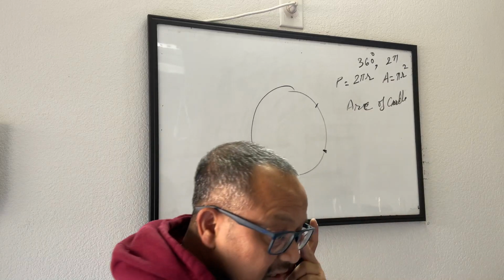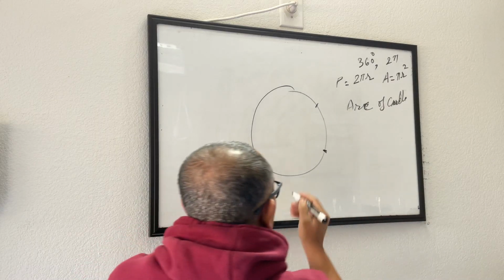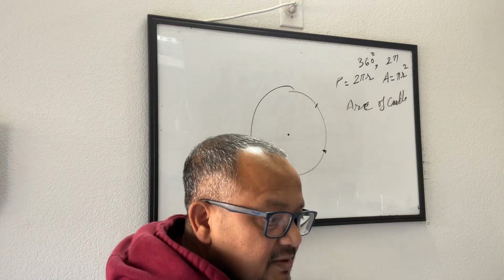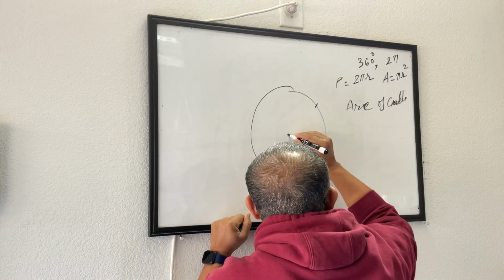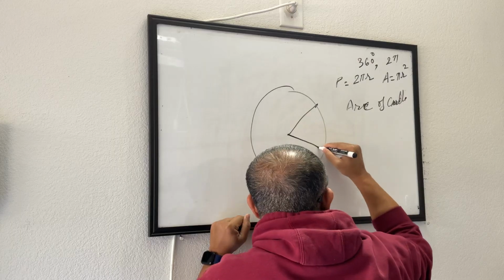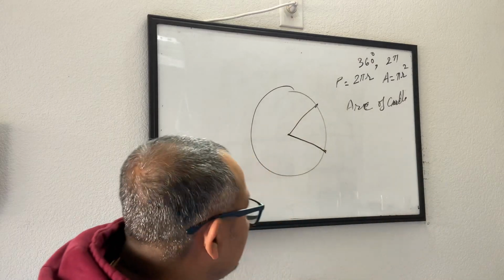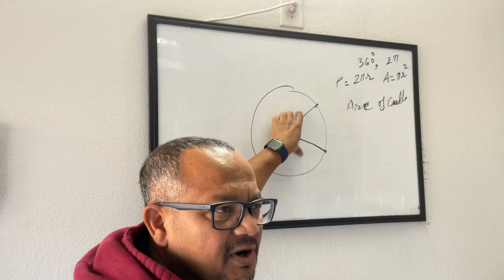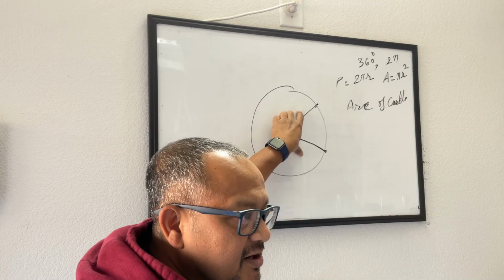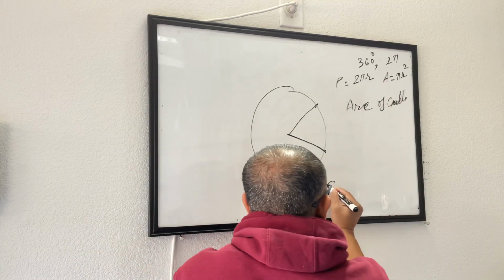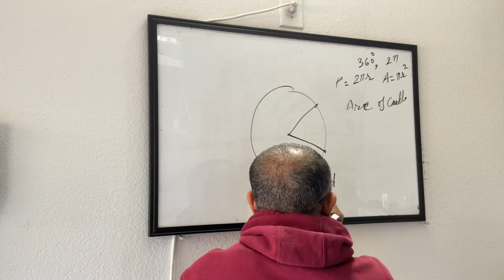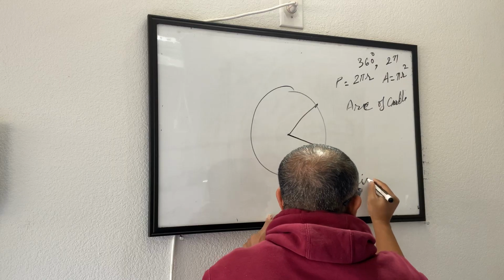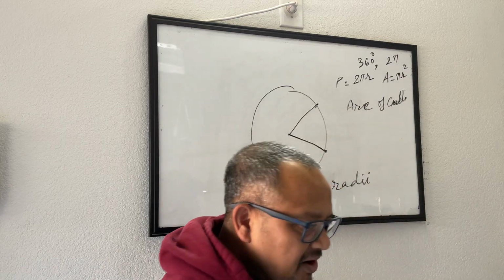Now let's go a little deeper into it. This is my center of the circle. If I join this point and this point with the center, there are two radiuses, or two radii. How do I pronounce it? Radii, R-A-D-I-I.